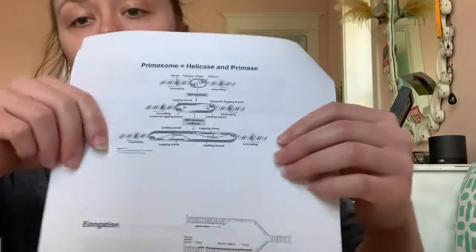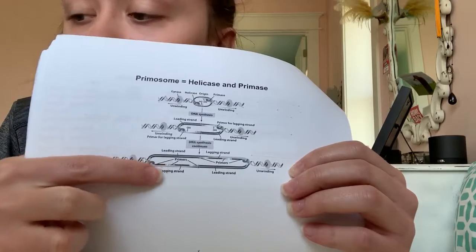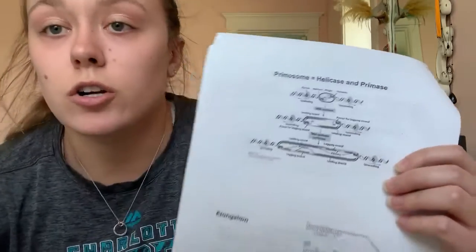DNA strands are anti-parallel, meaning the leading strand synthesizes continually from the 5' end to the 3' end, and the lagging strand synthesizes discontinually from the 3' end to the 5' end. So here you can see the fragments right here. These fragments are called Okazaki fragments.